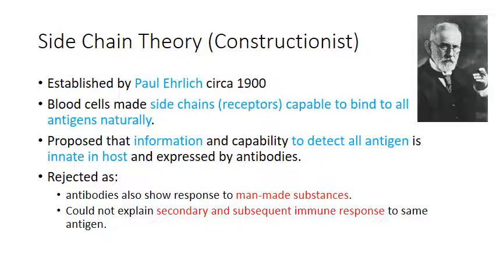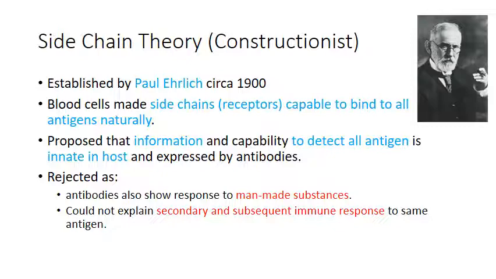This theory was rejected because antibodies also show a response to man-made substances. As we all know, man-made substances are not exposed to the cell, so the cell should not have any information regarding them. Given that antibodies can also respond to man-made antigens, it means that the cells do not have all the required information to produce receptors that bind to the antigens. As such, the side chain theory is flawed.